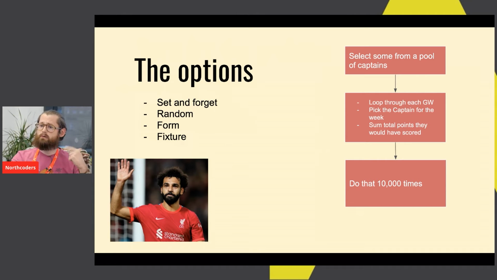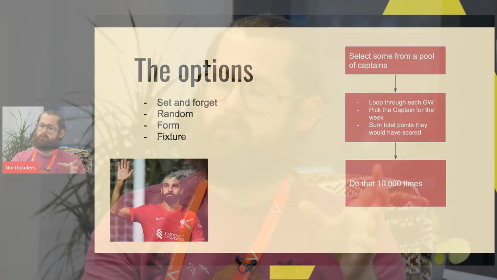And then I'm going to loop through each game week and I'm going to pick a captain for the week based on one of these 4 models. And then I'm going to sum the points over the course of the season that they would have scored. And then I'm going to do that 10,000 times. And what that's going to do is it's going to get me some data that's going to show potentially which of these methods is the best or the most efficient to help me make my decision.